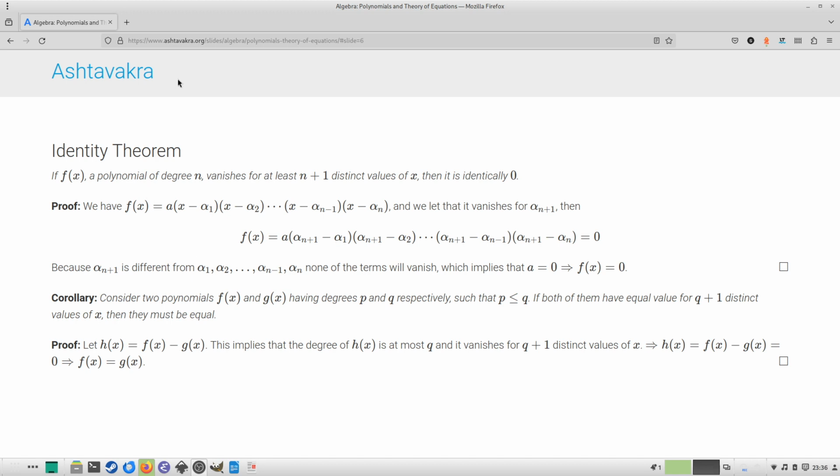So you can find these slides at ashtavalkar.org. You can follow the navigation and arrive at these slides.